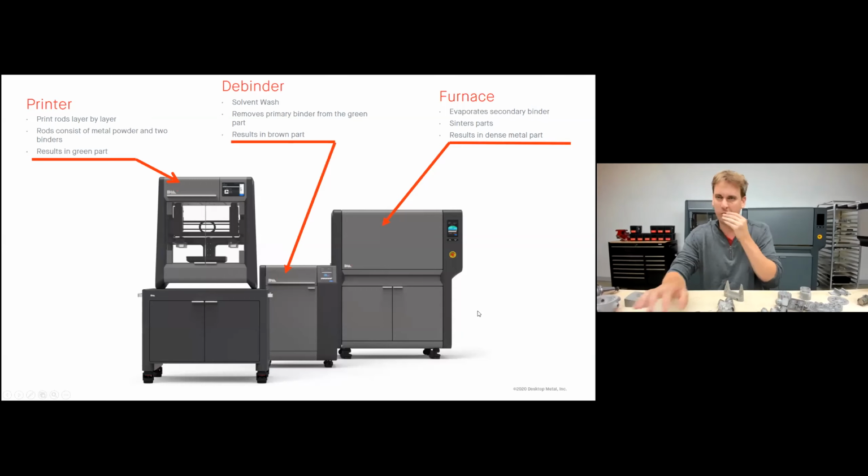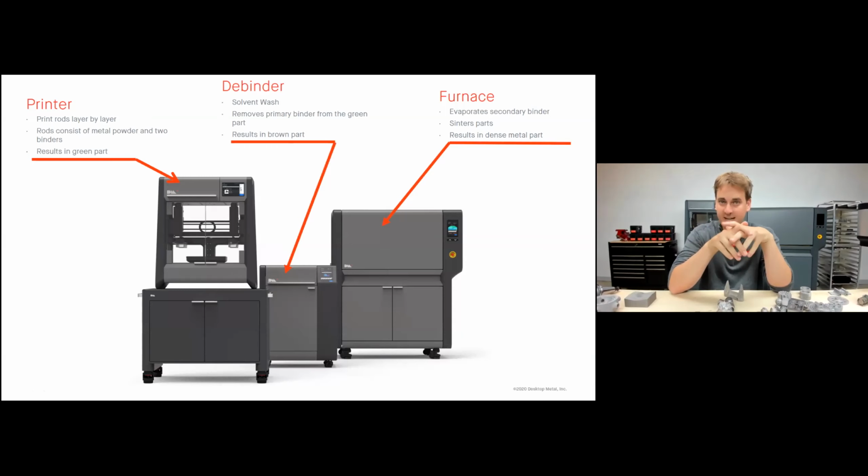A little bit about how the 3 pieces of equipment work. You have your printer. It's printing rods layer by layer. Those rods consist of a metal powder and 2 binders, a primary binder and a secondary binder. The result of that process is what we call a green part. A green part is just being held together by those binder materials. It's still pretty fragile. If you dropped it, it would break. But it's that combination of metal powder and binders.